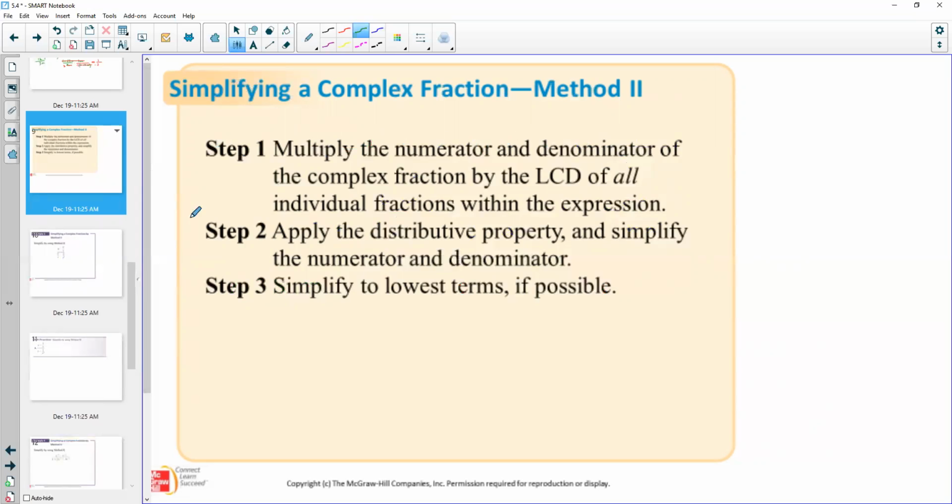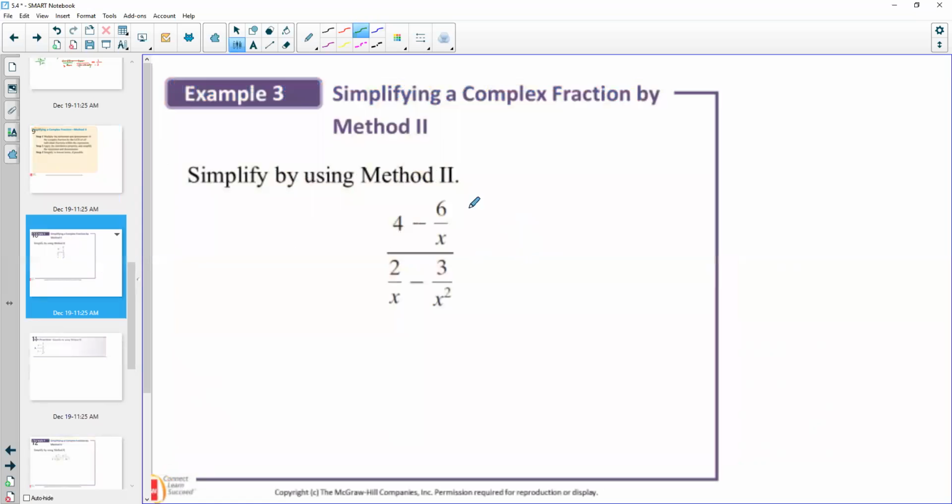So here's how we go. Look at the fractions. Let's see, this is over 1. That's got an x, that's got an x, that's got an x squared. So the biggest factor here would be x squared. So basically what I do is I take each fraction individually and multiply it by x squared. And what this does is it clears out the fractions.